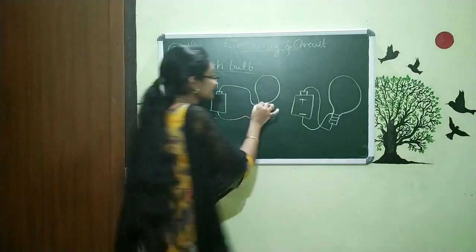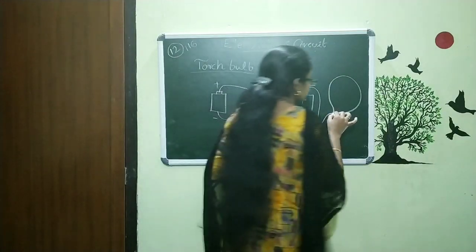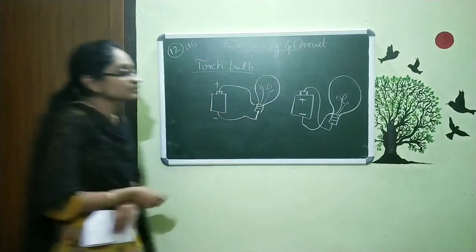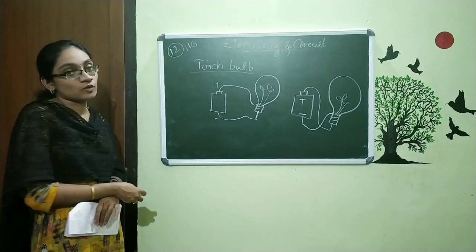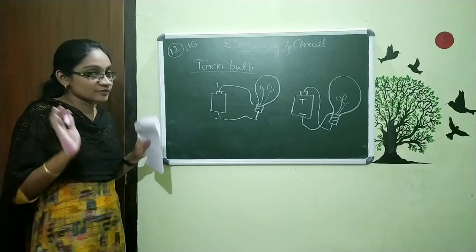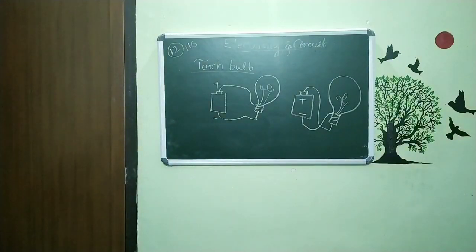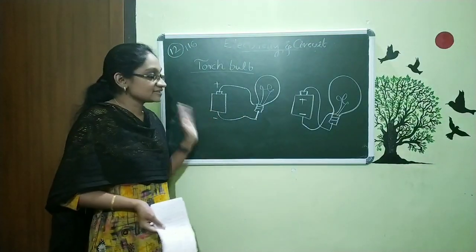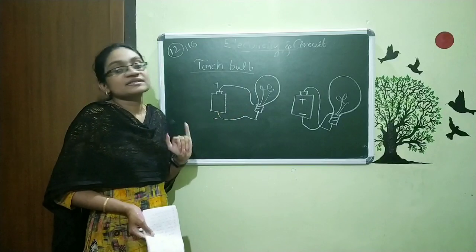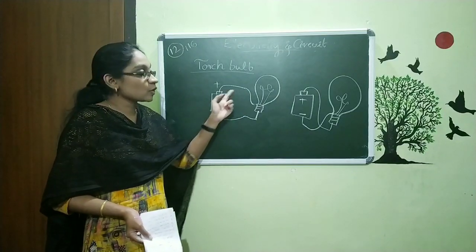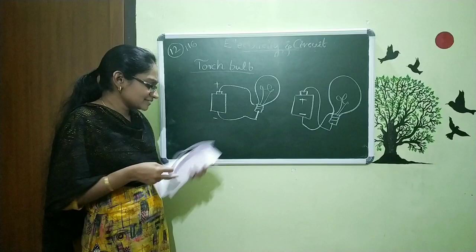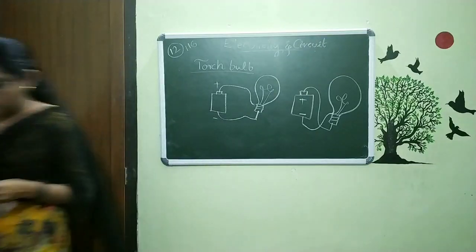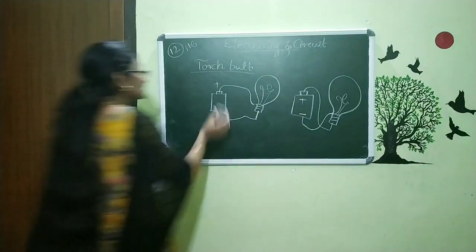In these two possibilities, the bulb will glow. No other possibilities. Within your textbook, you can see the neat diagrams on page number 118, bottom side, that no other will glow. Only these two possibilities will give out light. The reason is this: our circuit is complete. It is closed. So that is the simple thing. Just read your textbook. And so we can say about the electric circuit.